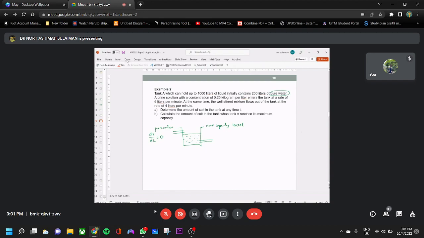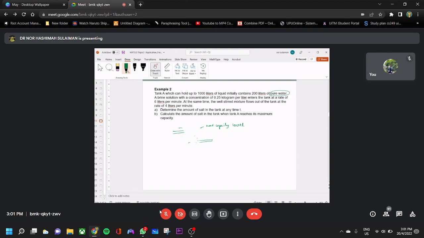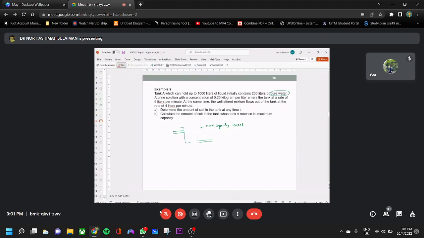Okay, silap saya tersalah. Sorry. Sebenarnya dia mengandungi berapa? Saya nak kurangkan sikitlah amount ni. Banyak sangat. Lukis balik semula. Okay, so this is the tank. Okay, so kita ada 200. Ni 200 liters of pure water.